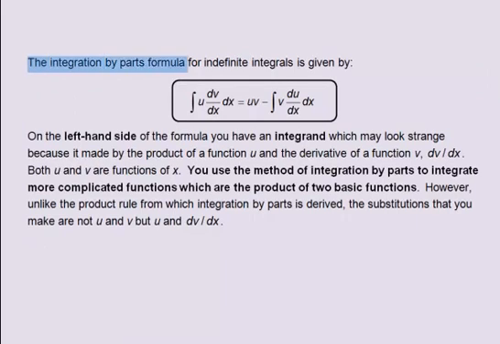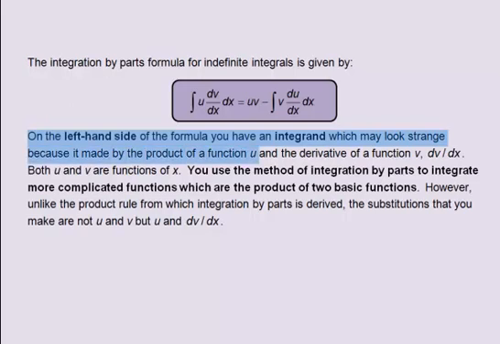The integration by parts formula for indefinite integrals is given by the integral of u multiplied by dv by dx with respect to x equals u times v minus the integral of v multiplied by du by dx, dx. On the left hand side of the formula you have an integrand which may look strange because it is made by the product of a function u and the derivative of a function v, dv by dx. Both u and v are functions of x.